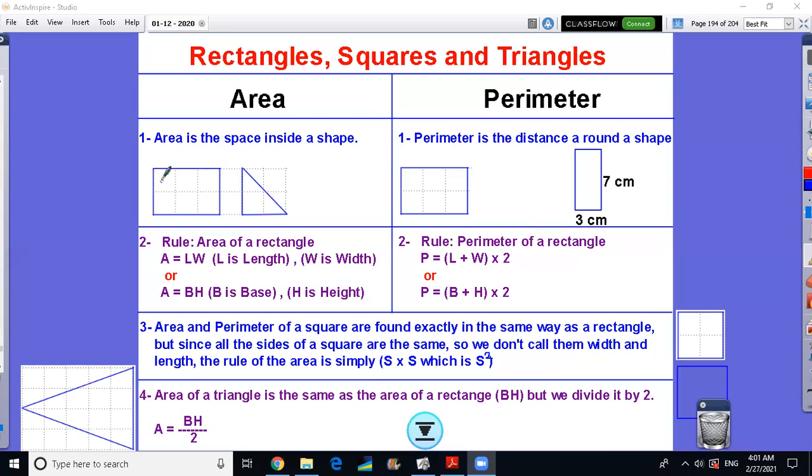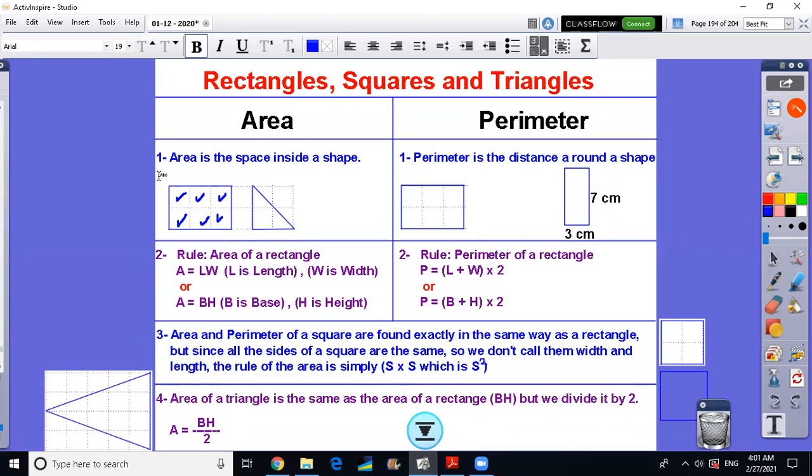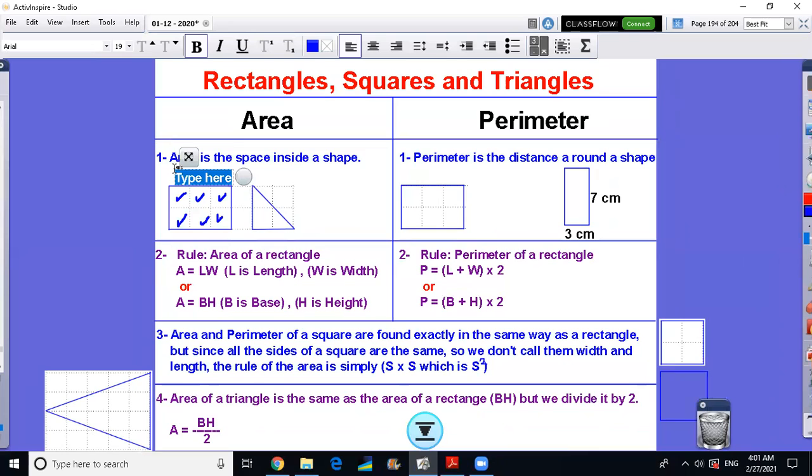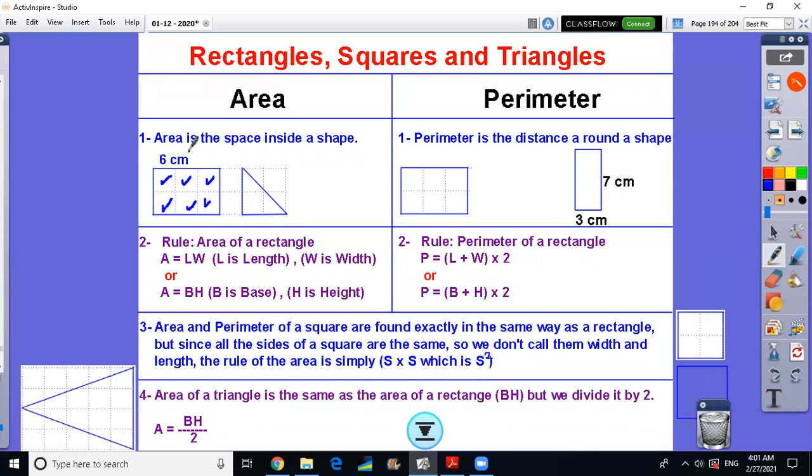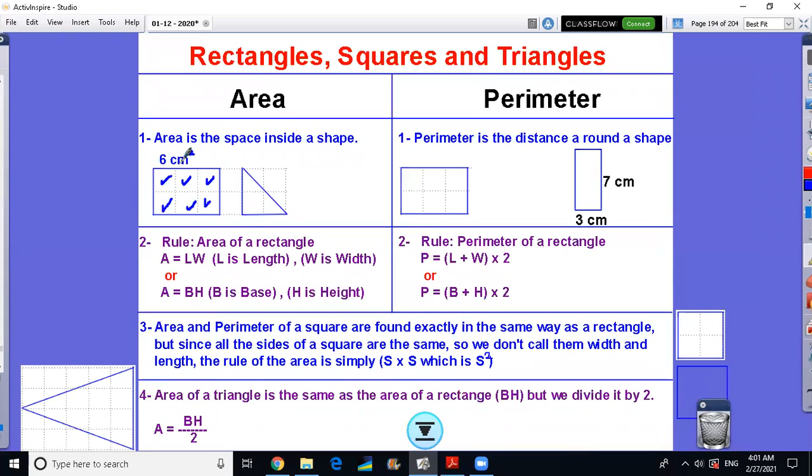So as you see here, of course I have 1, 2, 3, 4, 5, 6. So it is 6. And the area here, we're just going to simply write it is 6 centimeters squared. Of course, you know how to write the squared. The area is always squared. The unit is always squared.